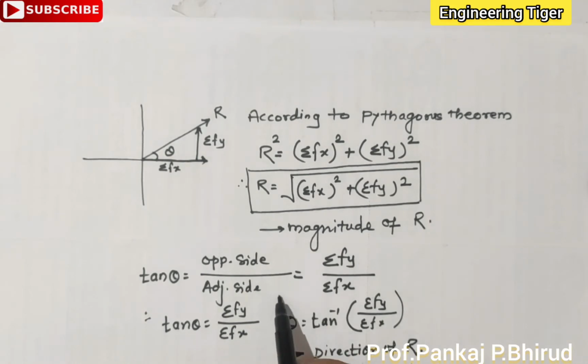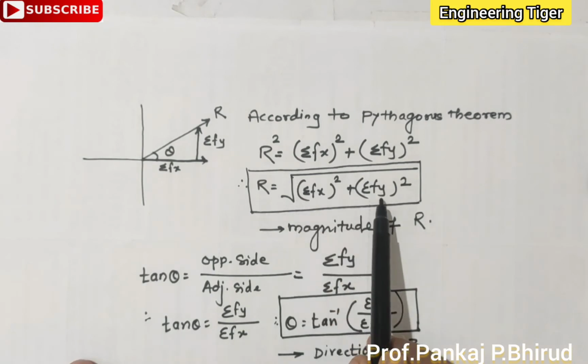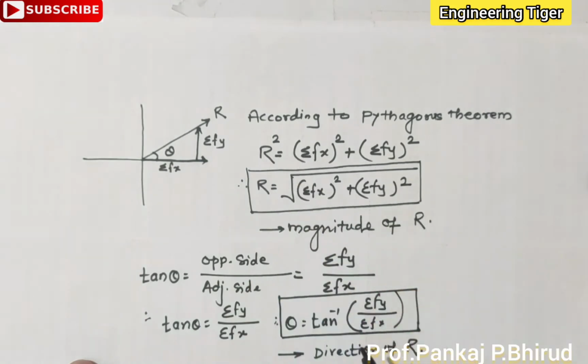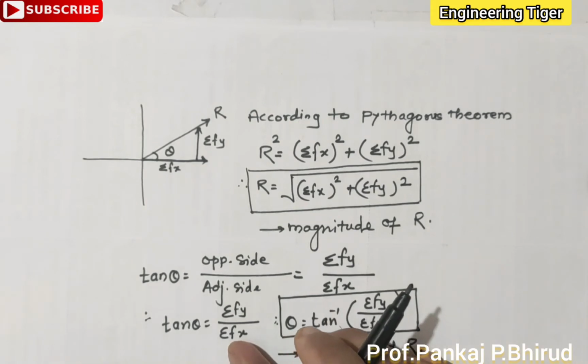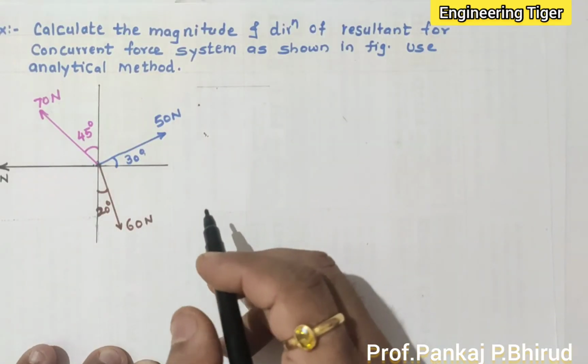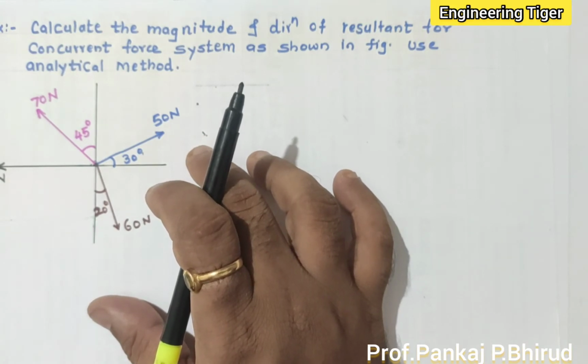So these are the two formulas for calculating the resultant in magnitude and direction, and for locating the resultant we observe the sign of sigma Fx and sigma Fy and locate the resultant in the respective quadrant with theta making with the x-axis of that quadrant. So let us solve the example of the resultant. For this example we will use the tabular format.